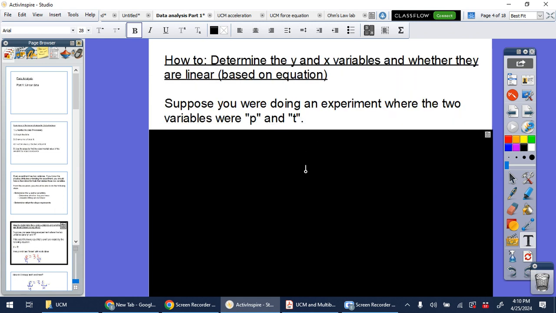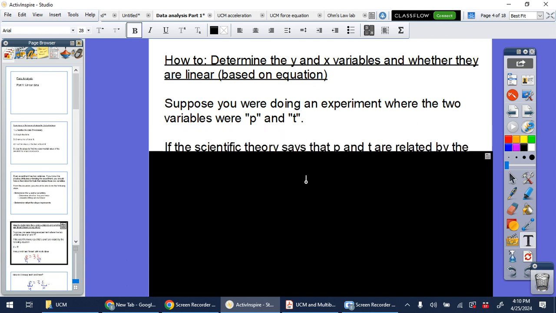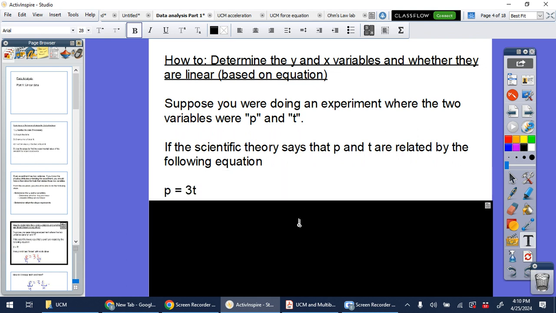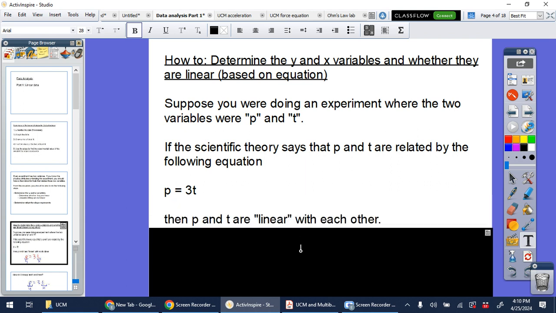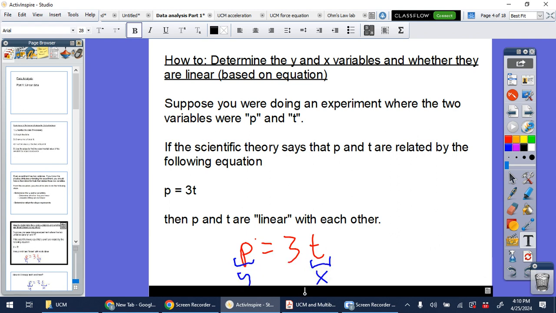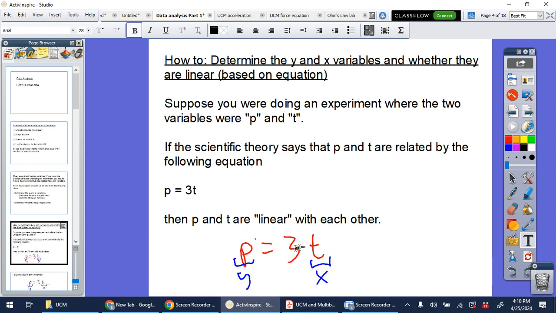So let's just say you're doing an experiment where the two variables are p and t. And let's just say the scientific theory, the physics theory, or it doesn't have to be physics, says that those two variables are related by this equation. What you need to be able to see is that I have now labeled the y and x variables. All right. And then I can see they're linear with each other.